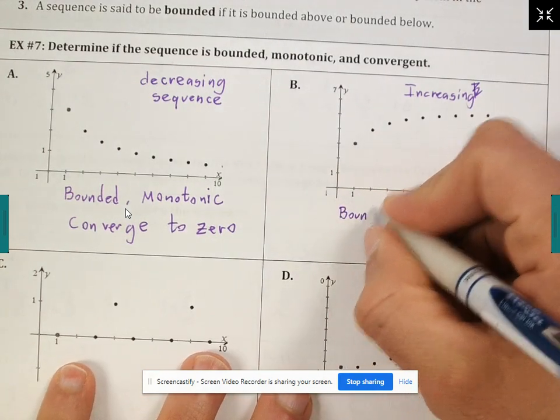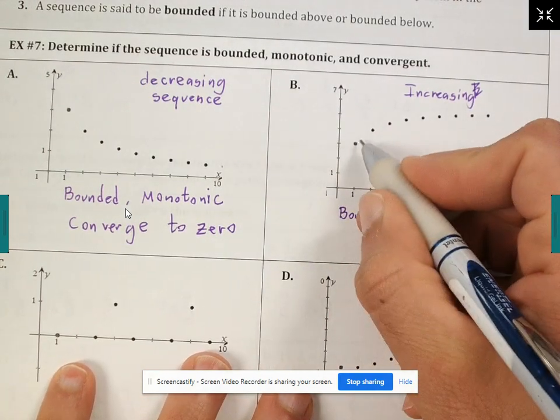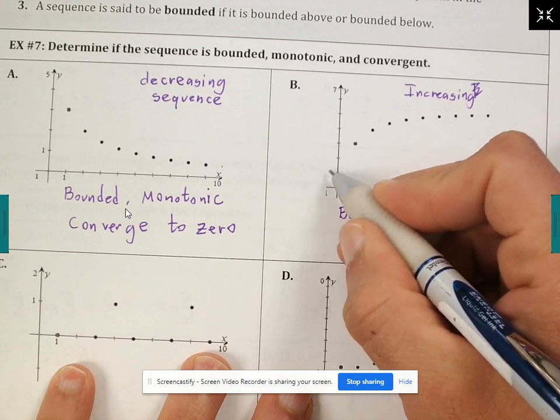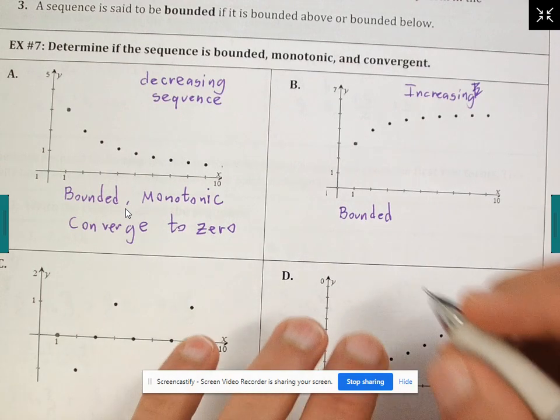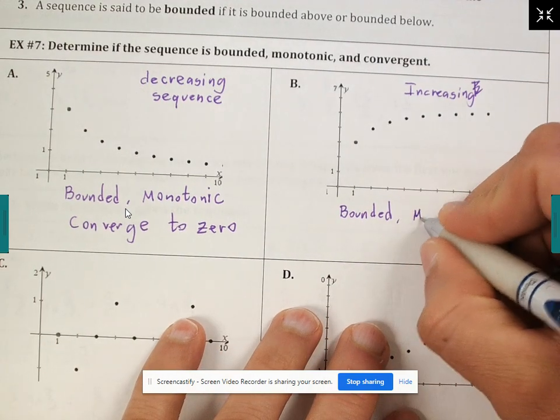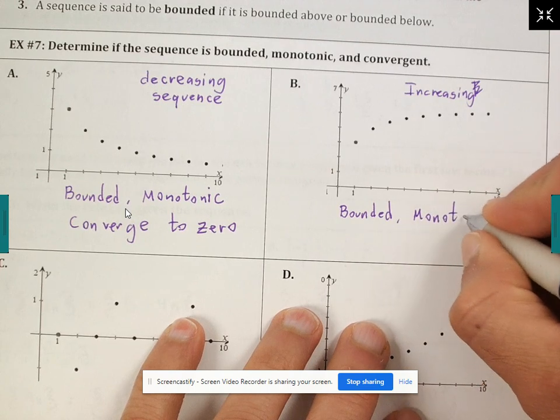That kind of took me a little bit because I was like, well, what about this? What happens if I go left? Well, I can't because n has to be a positive number, which means I always start at n equal to 1. Does that make sense? All right, so it's bounded. If it's increasing or decreasing, it's definitely going to be monotonic.